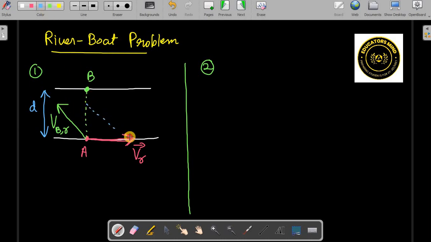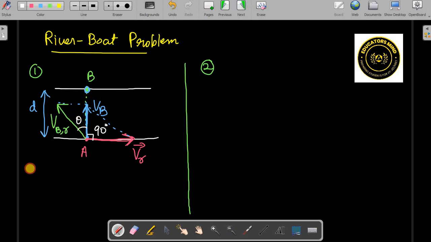When you add these by the parallelogram law, the resultant of these two velocities will be like this. This velocity is the resultant velocity, the velocity of the boat. So the boat will go straight and will be able to reach this point. But he has to keep the relative velocity in this direction. Of course this is a 90 degree angle, and he has to keep some angle theta.